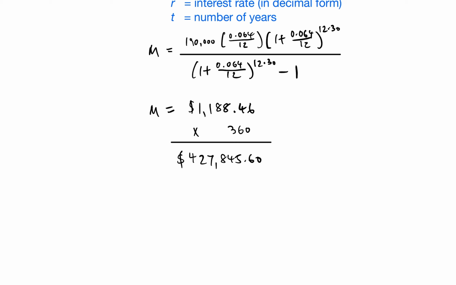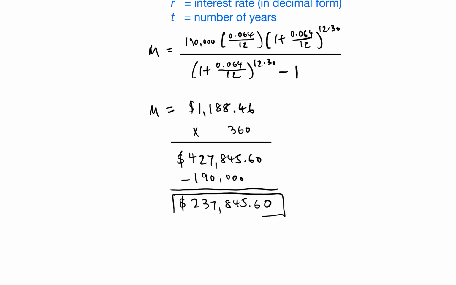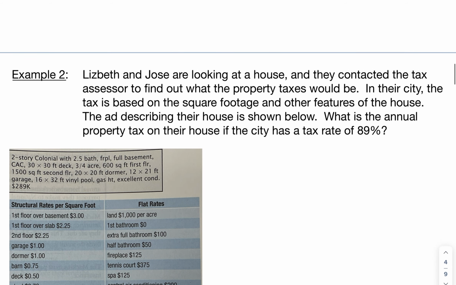Now we want to know how much interest she's paying, so we're going to have to subtract out the 190,000, which is the amount that she borrowed. And when we do, we get a total of $237,845.60. So this is the total interest that Heather would be paying on this loan. Okay, so let's go ahead and move on to example 2.